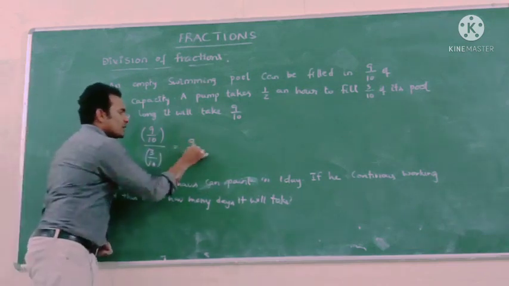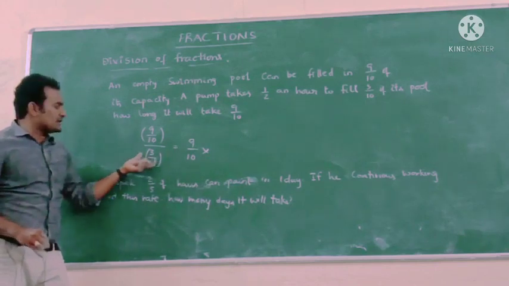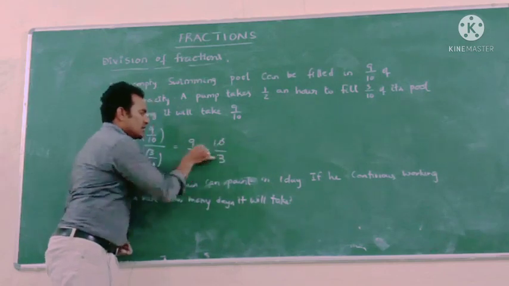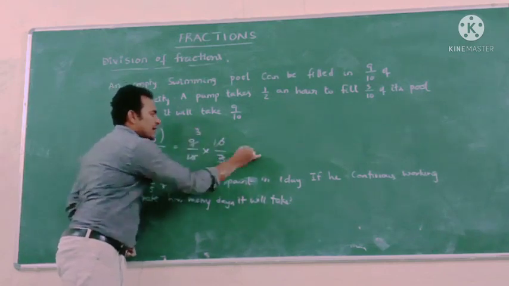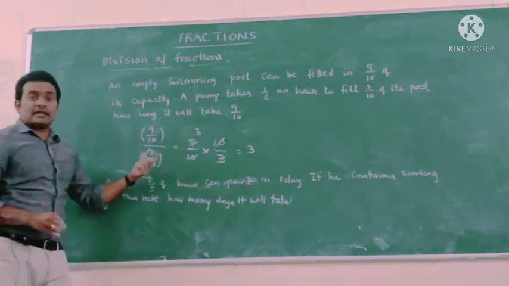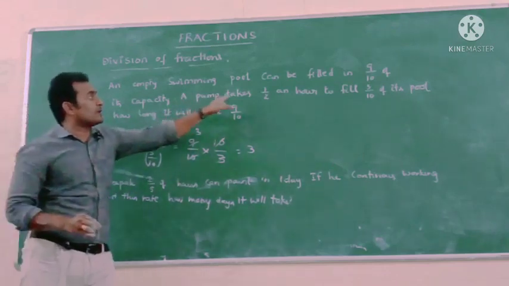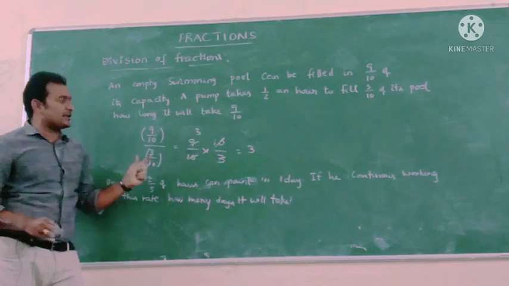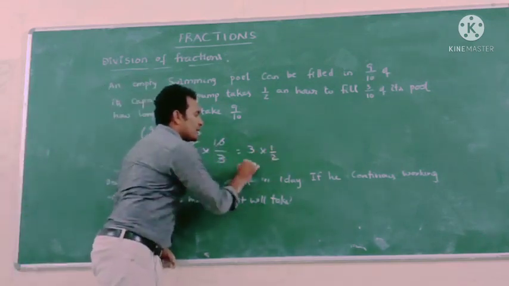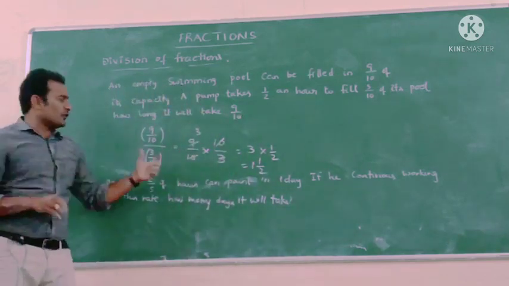You need to convert this 3/10 into its reciprocal form. What is the reciprocal of 3/10? This is 10/3. So 10 gets cancelled, 3 into 3 is 9, 3 times. It will take 3 half hours. Remember that the pump takes half an hour to fill 3/10 part. So 3 into half an hour is 1.5 hours. 3 half hours are 1.5 hours.